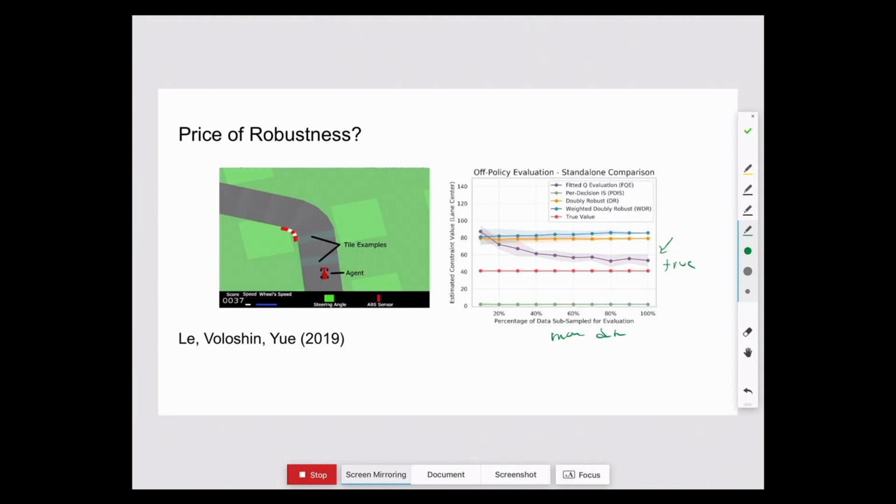And this is fitted Q iteration, which in general is not guaranteed, except under strong assumptions. You can see here that empirically it's doing very well, and it's doing better than weighted doubly robust, which was this method we proposed a couple years ago. So you pay a price for the fact that you want to be asymptotically consistent.